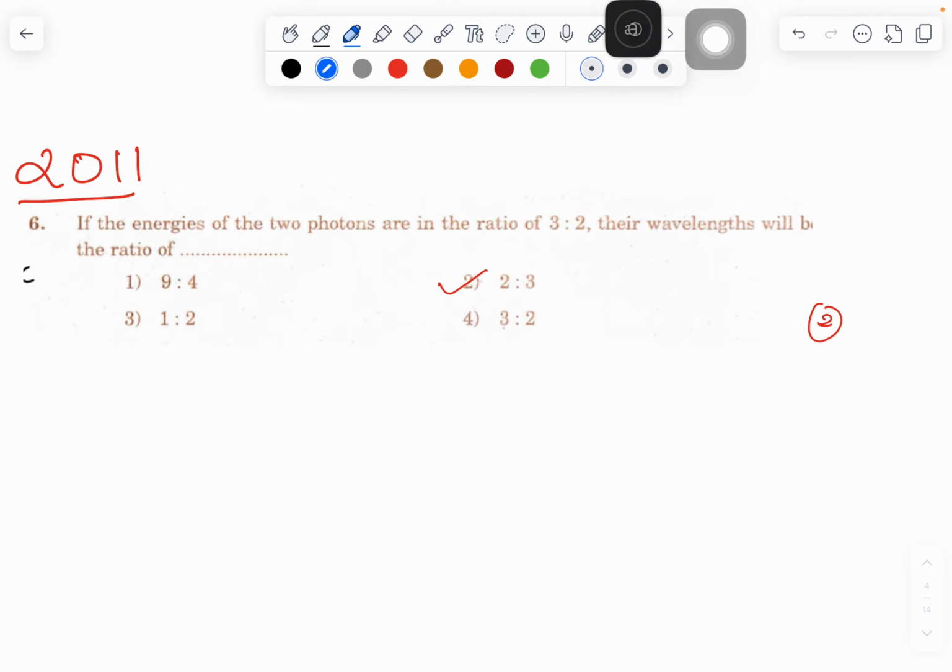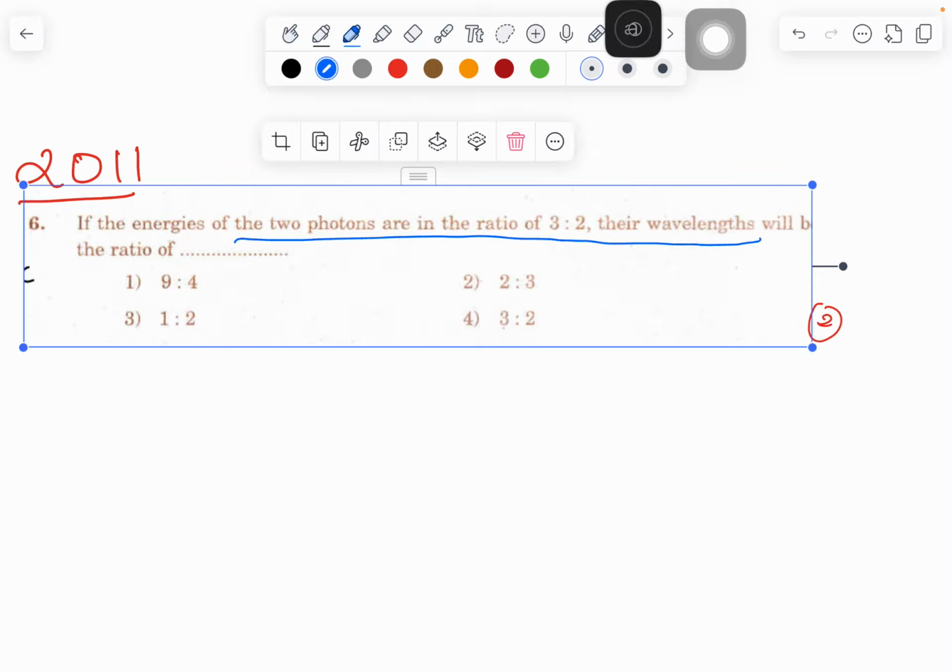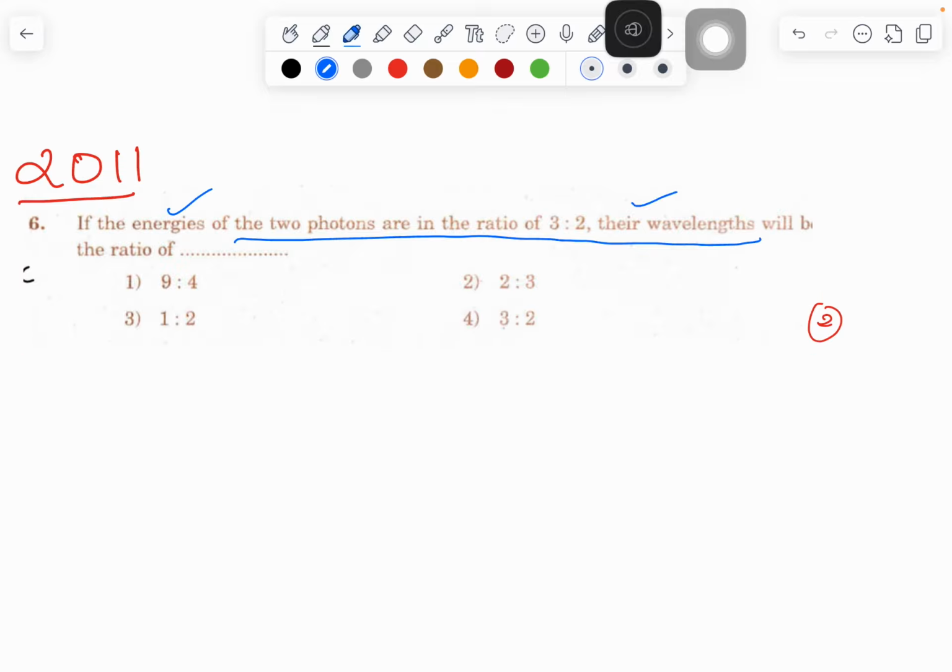If the energies of two photons are in a given ratio, what is the ratio of their wavelengths? Energy is given and wavelength is asked. The formula is E = hν, and ν can be written as c/λ. So the energy is E = hc/λ.